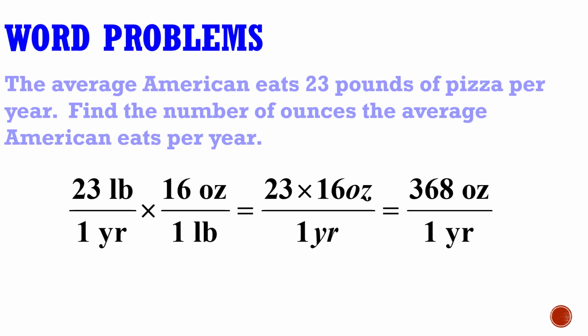So notice that we started out with our weight of 23 pounds over 1 year, and we're going to multiply that by the conversion factor. We're trying to change pounds to ounces, so I need a conversion factor that goes from pounds to ounces, and I need the pounds to be in the denominator so that it will cancel out the pounds from our original fraction. That then leaves us with 23 times 16 ounces over 1 year is equal to 368 ounces per year.